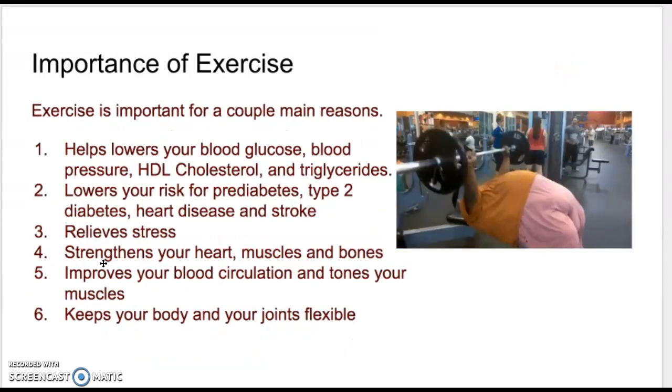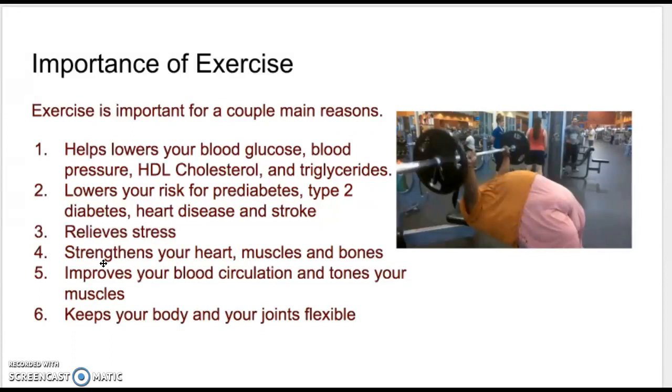Exercising is very important in maintaining a healthy lifestyle. It helps lower your blood glucose, blood pressure, cholesterol, and triglycerides. Triglycerides are fatty acids that are found in your blood. It lowers your risk for prediabetes, type 2 diabetes, heart disease, and stroke.